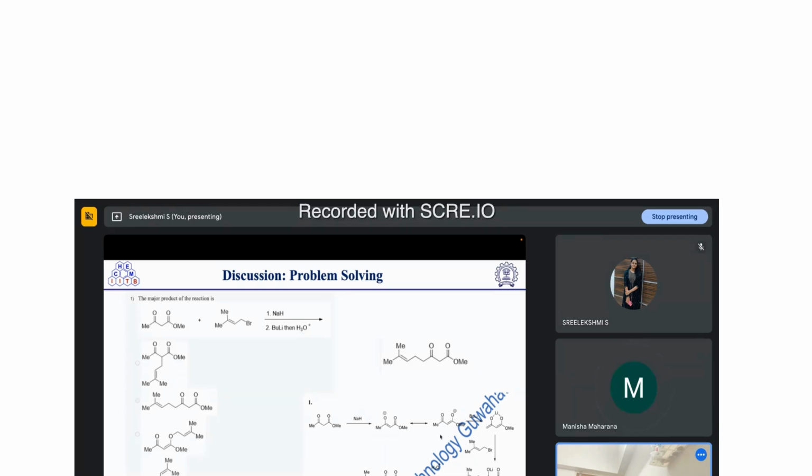Okay, so thank you, ma'am. This is not existing only in this form or this form. It is in equilibrium. So this once formed can convert back into this, and this can convert back into this. So once it is in this form, the proton will be abstracted by the butyl lithium from this methyl group. Is it clear? Yes. Okay. So we will get this option as the correct answer. That is option B.